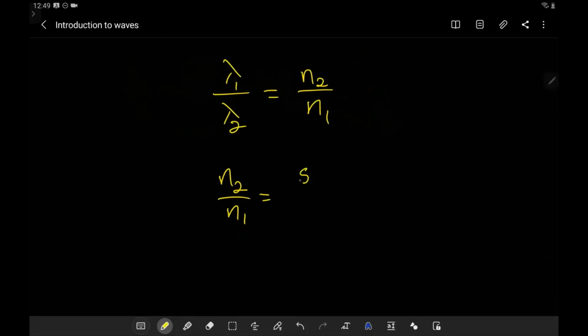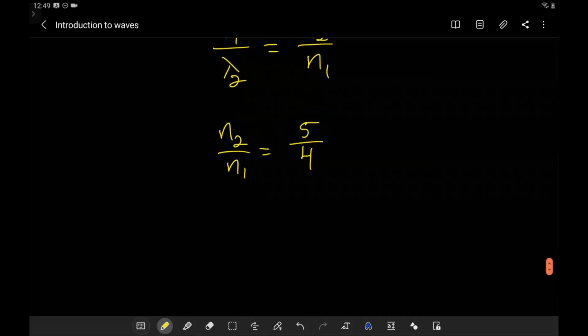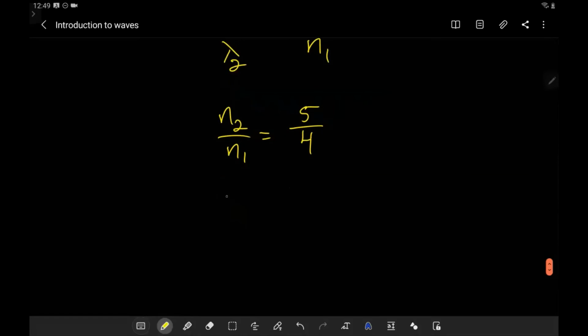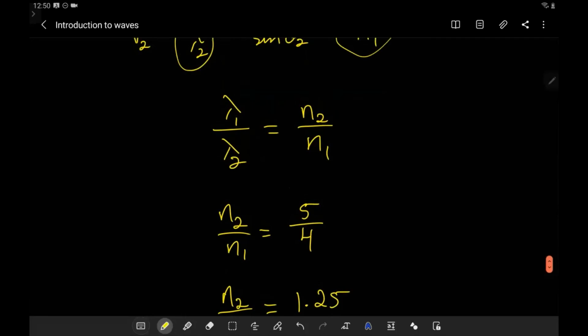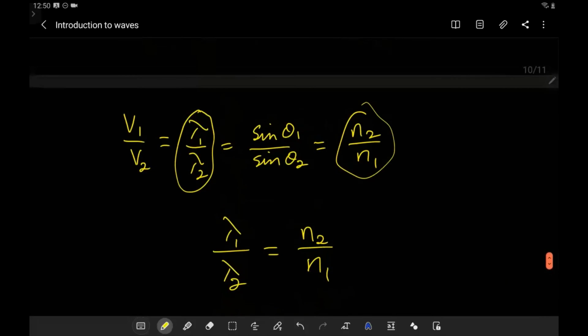That will be equal to 5 over 4, because the wavelength in the deep was 5, the wavelength in the shallow was 4. And remember, we say that we're using the shallow as 2 and the deep as 1. So we have n2 over n1 will be 1.25 or 1 1/4. And this has no units. Why doesn't it have units? Because we have wavelength over wavelength, so you have meters over meters, the units cancel.